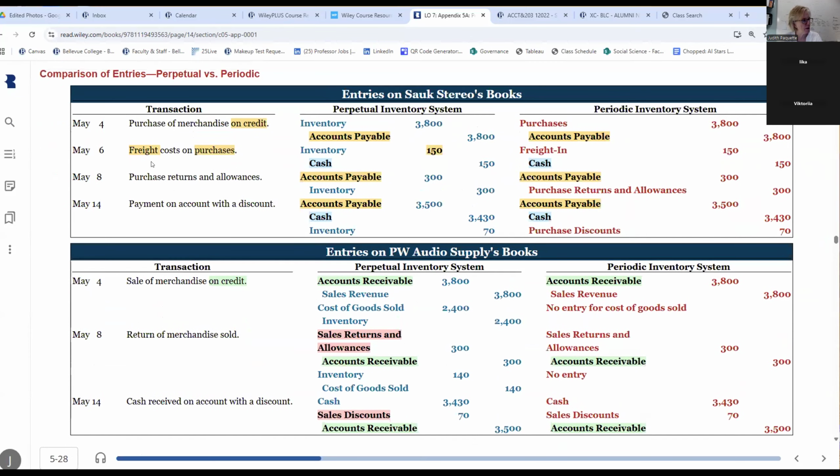Okay. So we have the purchase transaction, paying the freight, a purchase return, and payment on account. These are the journal entries for perpetual. These are the journal entries for periodic. Then we have the sales transaction, sale, the return, and then the final payment. These are the journal entries for perpetual, and these are for periodic. So lots of journal entries.